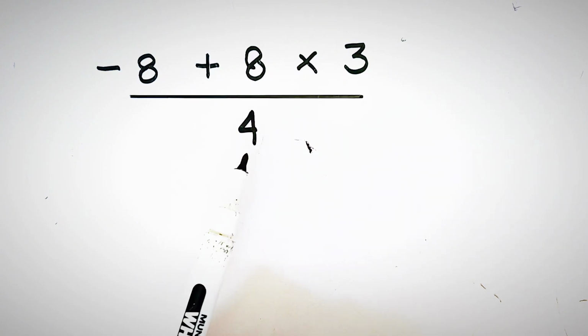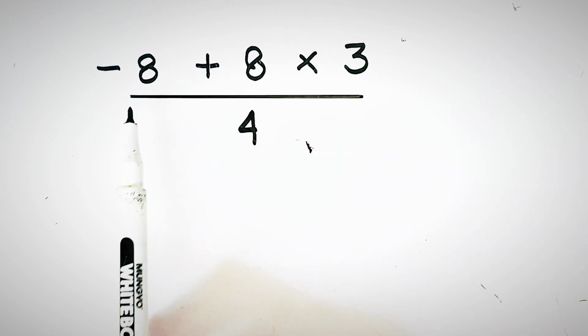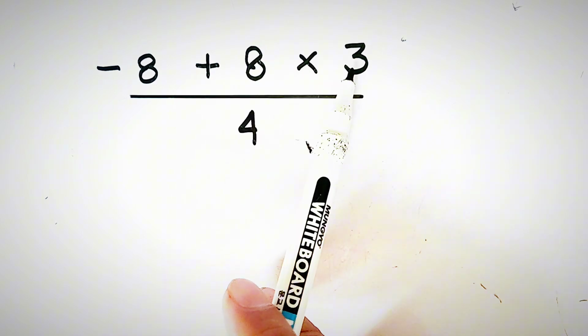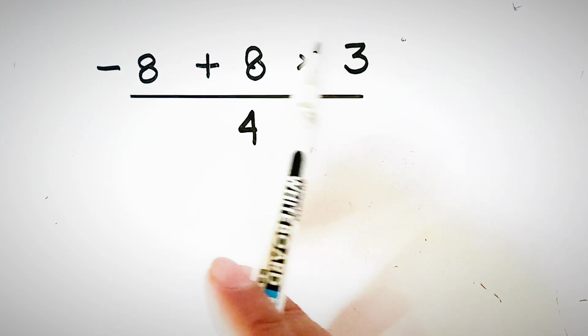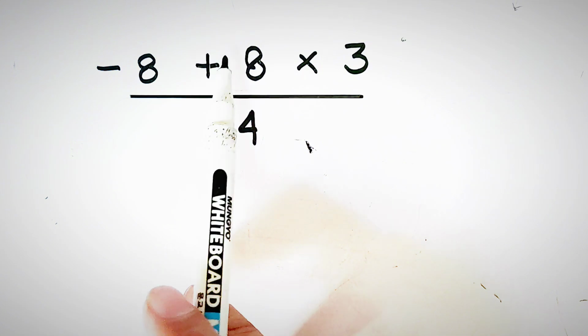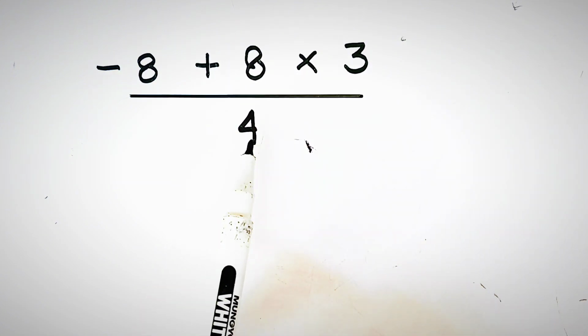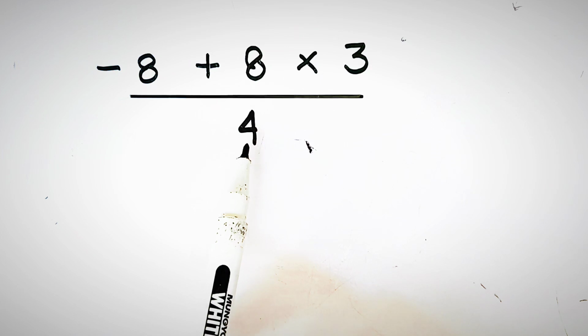Most people calculate the answer and their answer is 0, and they are satisfied that 0 is the correct answer. How did they get 0? Because minus 8 plus 8 gives us 0. 0 times 3 gives us 0. So in the numerator we have 0 over 4. 0 divided by anything gives 0. Hence 0 will be our answer.